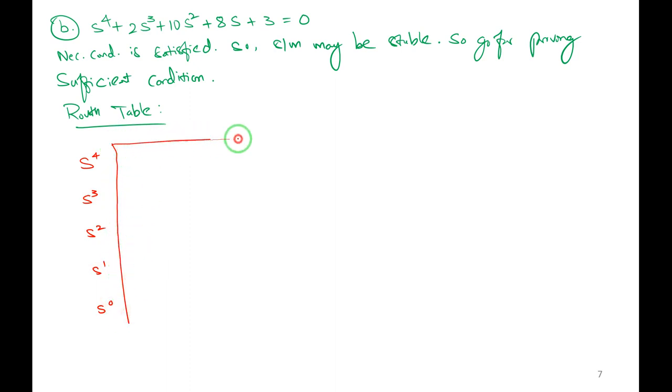Yes, so first fill up the first row, odd term coefficients. So 1, next leave this, this is 10, then leave this, this is 3, the constant term. Those are the odd term coefficients, right? The next, even term coefficients, 2, 8, 2 and 8. Observe here, 3 elements are there, next 2 elements, next 2, 1, 1. The second row also consists of two elements, 2, 2, next 1, 1, right?